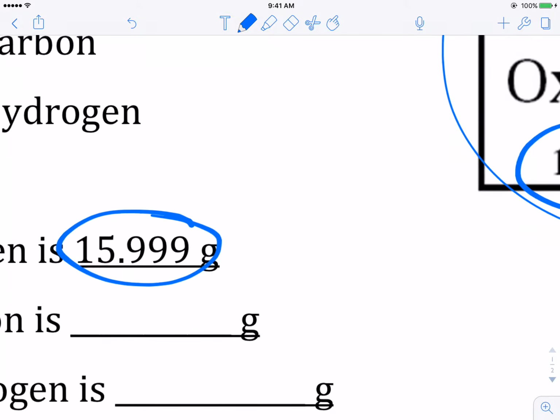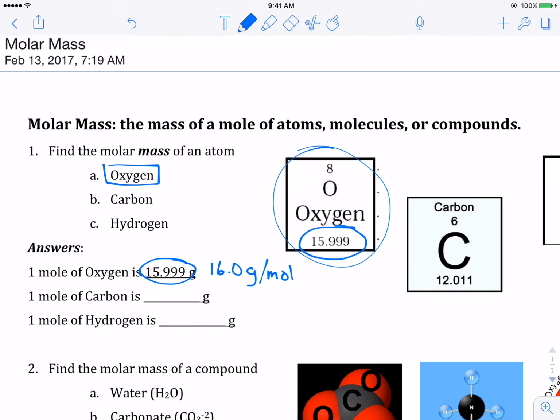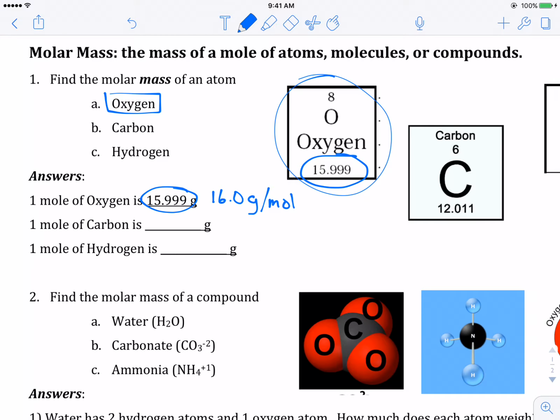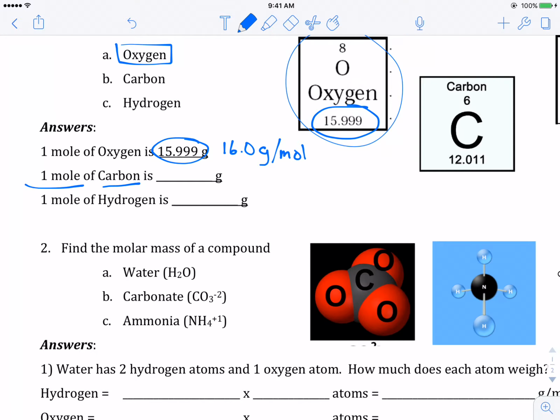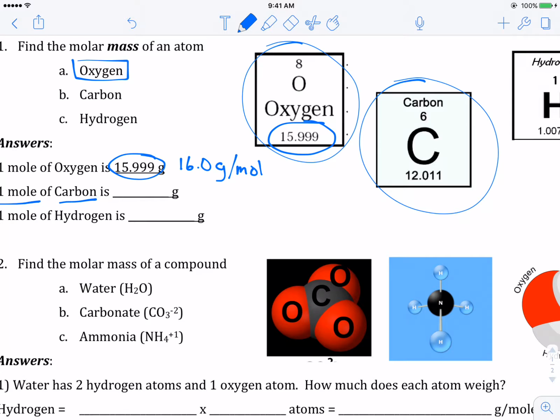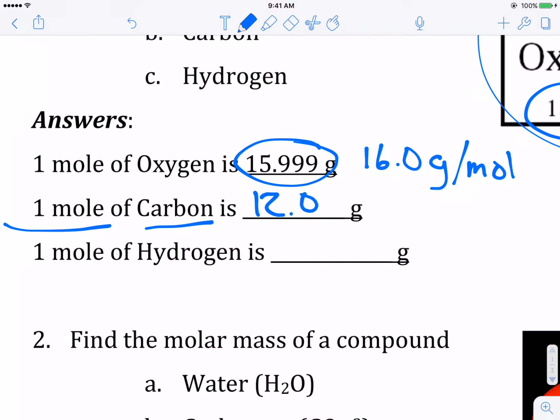For the most part, I'll have you round to the nearest tenth. So if you put 16.0 grams, and this is grams per mole, that is the molar mass of oxygen. For 1 mole of carbon, I find carbon on the periodic table, it's 12.011 or 12.0 grams in 1 mole.